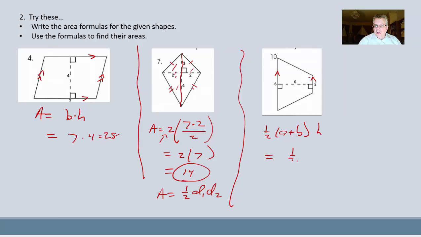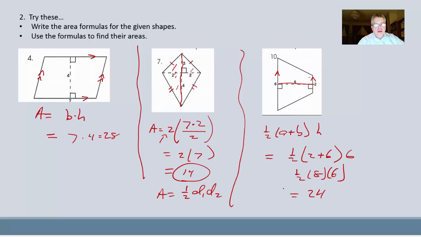So this would be 1/2 times (2 plus 6) times the height, which is 6. This is the height going across right there. And so it'd be 1/2 times 8 times 6, which ends up being 24.